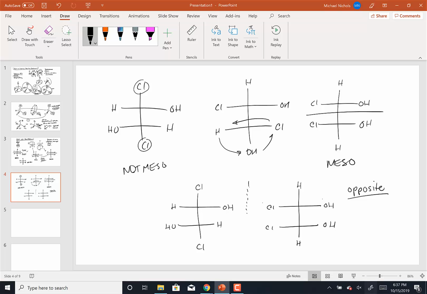Okay, so now let's do the same thing for the bottom carbon. For the bottom carbon, I don't see a mirror plane right off the bat. I don't see anything lined up, but let's see. Can I align these groups to be the same? Let's say I bring the H up here, I bring the OH over here, and I bring the Cl down here. Now the Cls line up, the OHs line up, and the H's line up. So the bottom carbon has what? The same configuration. Okay. Let me erase those, and let's do this by group switching.